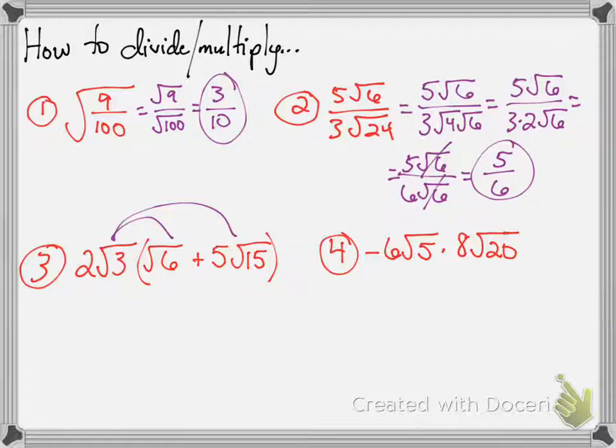So here's what I mean by that. If I say, let's look at the first wave, 2 square root 3 times square root 6. 2 is the only number I have that's outside in that combination, so it's going to stay out front.